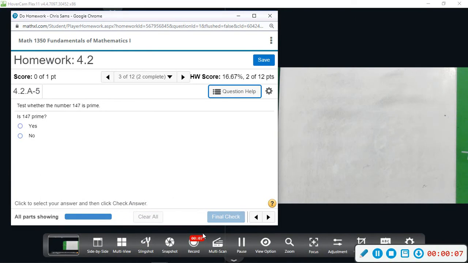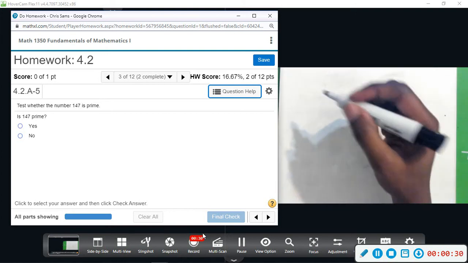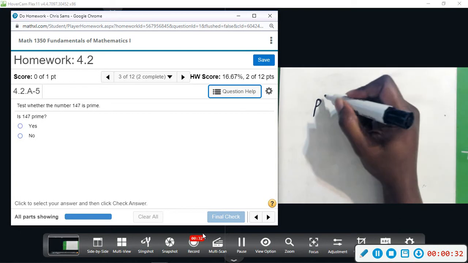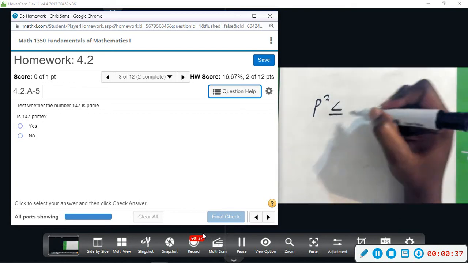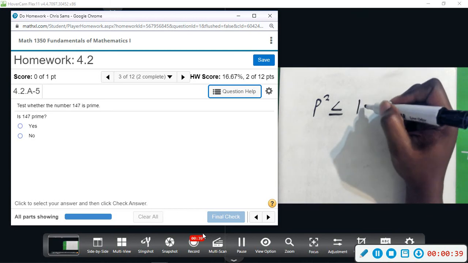All right, number 3, we want to determine whether 147 is prime. One of the descriptions that you'll see in the text says that a number is composite, which means it's not prime. So you've got prime numbers and composite. Composite is just a number that's not prime, and prime is. But it shows this definition: p squared has to be less than or equal to this number. So I'm going to use 147.